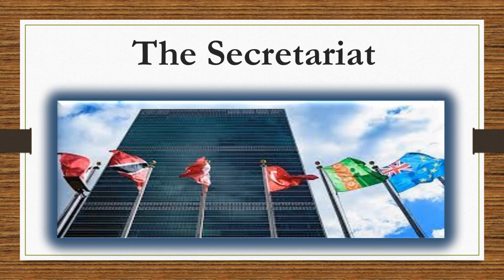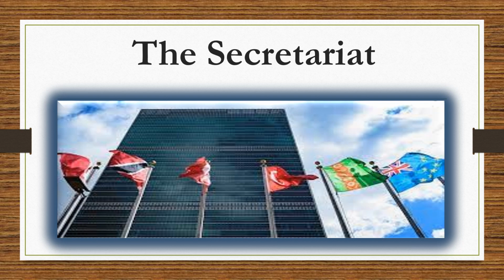Next is the Secretariat. The Secretariat comprises the Secretary General and such staff as the organization may require. The Secretary General is appointed by the General Assembly on the recommendation of the Security Council. This implies that the person to be appointed must be acceptable to all the permanent members of the Council.